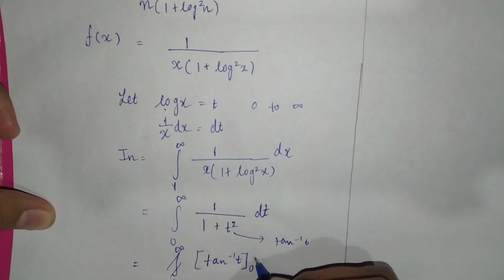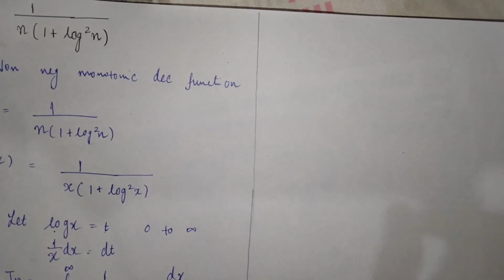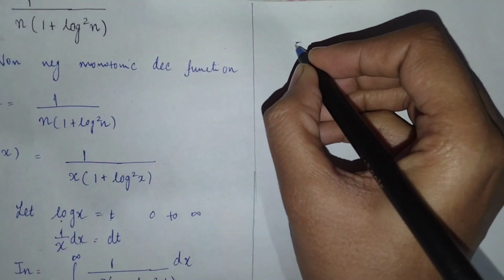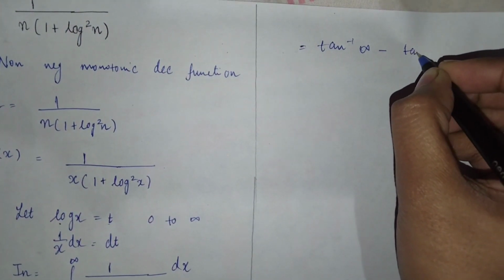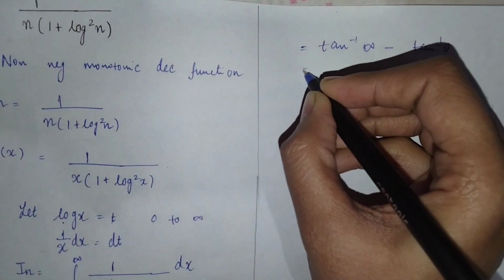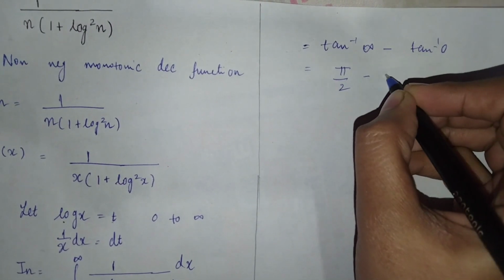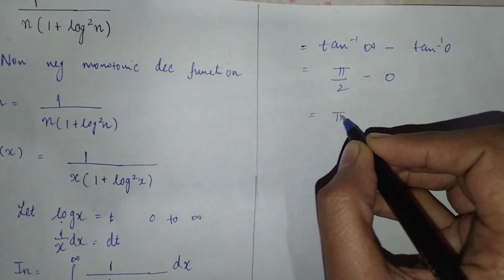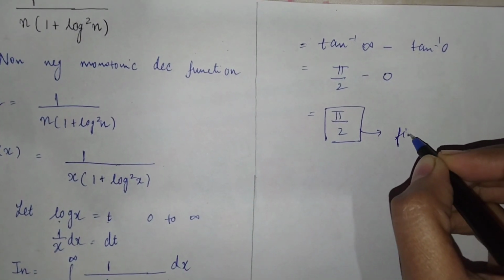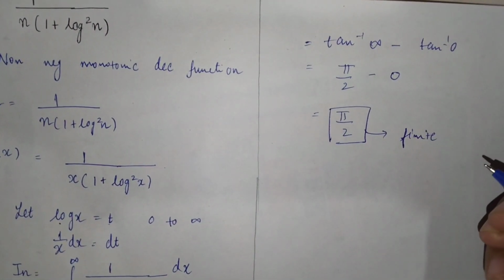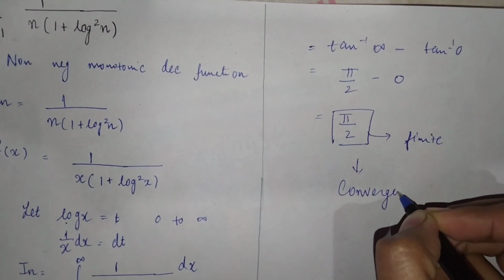So here we directly have to put the limit in this function. So we will get tan inverse infinity minus tan inverse 0. Okay, and the value of tan inverse infinity is pi by 2, and tan inverse 0 is 0. So the answer will be pi by 2. Again the answer obtained is finite. So according to Cauchy's integral test, the answer will be convergent.